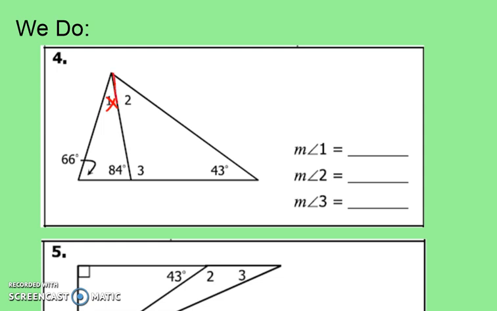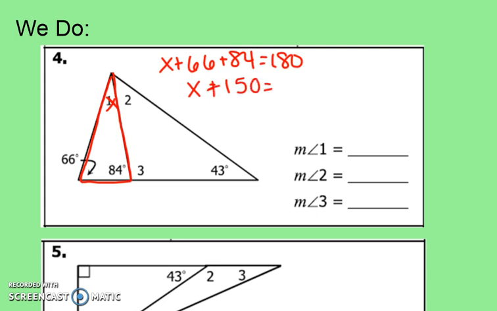Well, if I look, I have a triangle. So I'm going to say X plus 66 plus 84 equals 180. Well, that becomes X plus 150 equals 180. So that means X is going to equal 30 degrees. So angle 1 is 30 degrees.